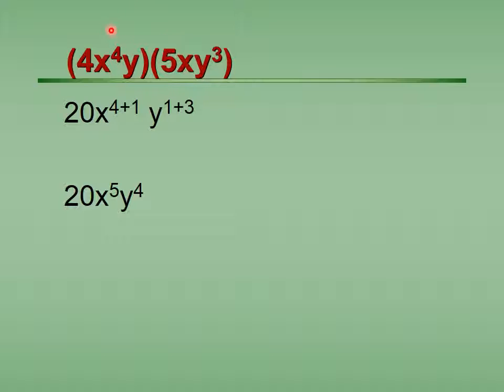Let's look at this example. We have 4x to the fourth y times 5xy cubed. So 4 times 5 is 20, and then we have x to the fourth times x, so x to the 4 plus 1. Then we have y times y cubed, or y to the 1 plus 3. So then we get our final answer of 20x to the fifth y to the fourth.